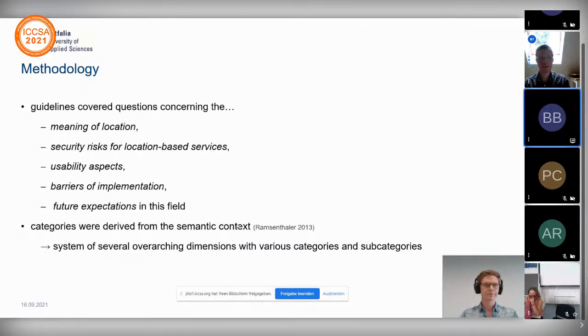The guidelines for the interviews covered questions concerning the meaning of location, security risks for location-based services, usability aspects, areas of implementation, which is what this study takes a specific look at. And lastly, also the future expectations in this field. Based on the qualitative content analysis, the categories were derived from the semantic context, resulting in a system of several overarching dimensions with various categories and subcategories.